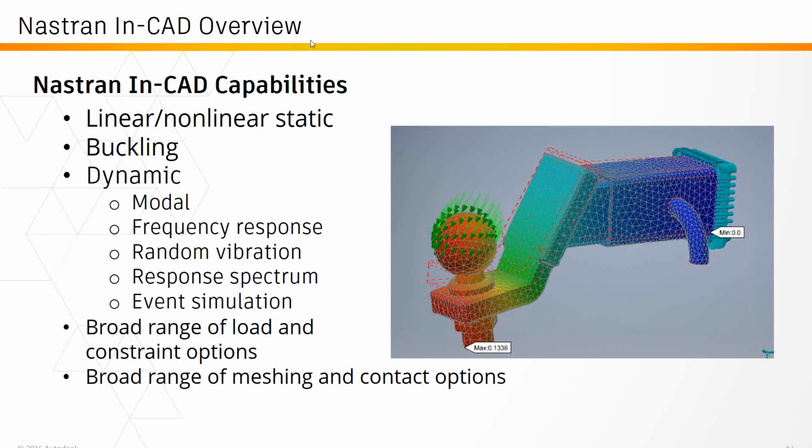Okay, so just a quick rundown of the capabilities, and like I said, we'll dig deeper into this on May 23rd. We can do both linear and nonlinear models with static analysis. We have buckling capabilities. From a dynamic standpoint, we cover the full breadth of what you'd be looking for in a dynamics model. We can calculate the modal frequencies and mode shapes. We can do harmonic or sinusoidal excitation with frequency response. And we have spectrum vibration capabilities as well, so you can do random vibration or response spectrum, shock spectrum type simulations.